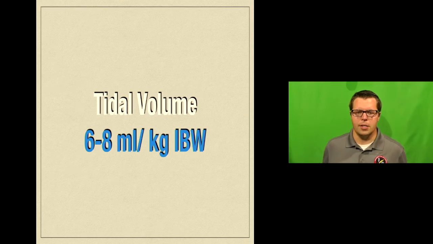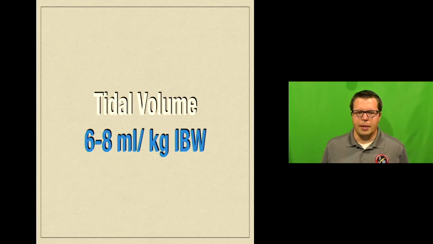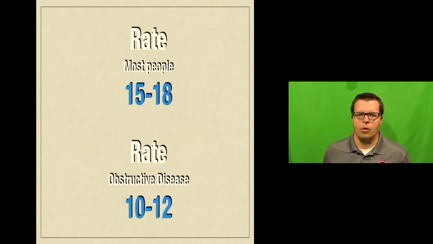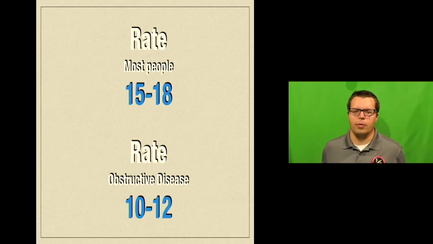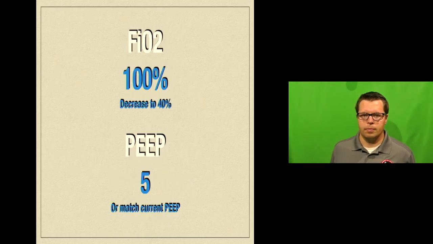Tidal volume, we're going to set somewhere between 6 and 8 mLs per kilogram of ideal body weight, and we're going to set that and leave that alone. We're not going to mess with that because this is the safety setting for the ventilator. This is the speed limit. We don't want it really doing a whole lot differently with that. We're going to set a rate for most people between 15 and 18. If they have terrible obstructive lung disease like COPD or asthma, then we're going to set it lower. 10 to 12 would be a good place to start.